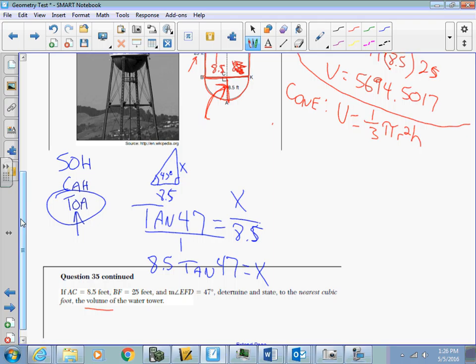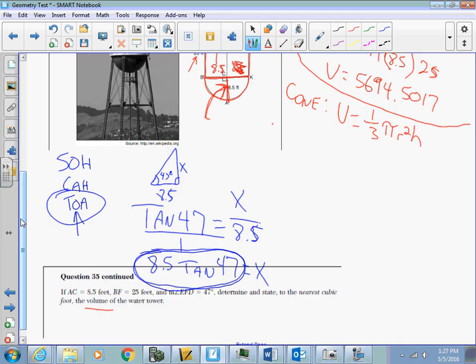Now, if you want to be exact, you could just keep this as your height. If you want to get a decimal, just make sure to round to like 4 places. But if you want to be exact, just use what I just circled as your height, 8.5 tangent of 47. All right, now we can plug our height into our formula. Oh, by the way, if you do a decimal, let me tell you what it will be. 8.5 tangent 47.